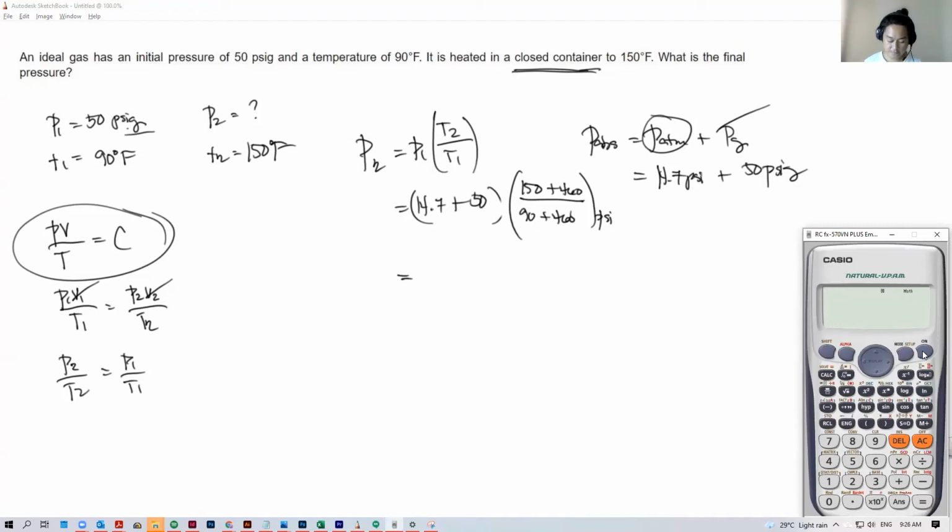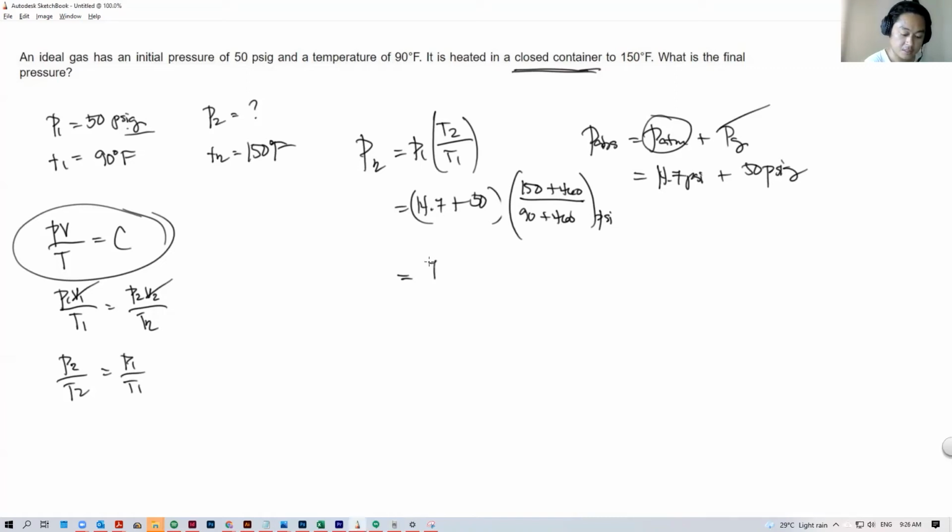So if we have 14.7 plus 50, and we multiply that by our fraction, which is 150 plus 460 over 90 plus 460, our answer is 71.76. So this is 71.76 psi, and this is in terms of absolute. So this is our pressure 2.